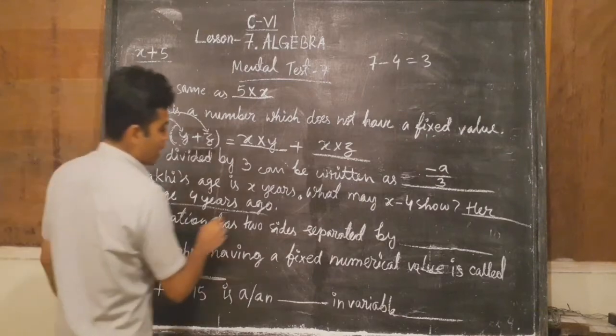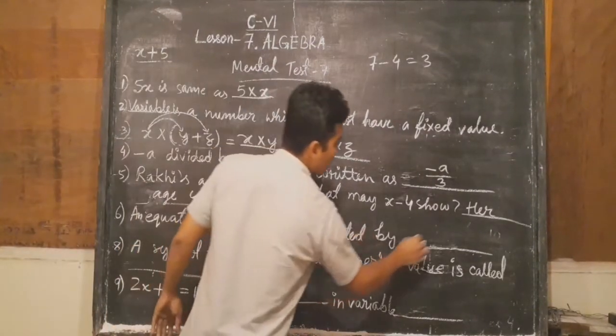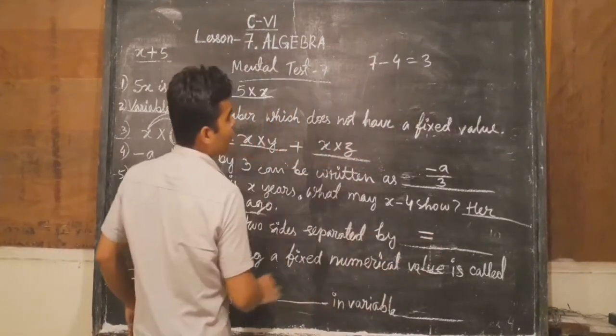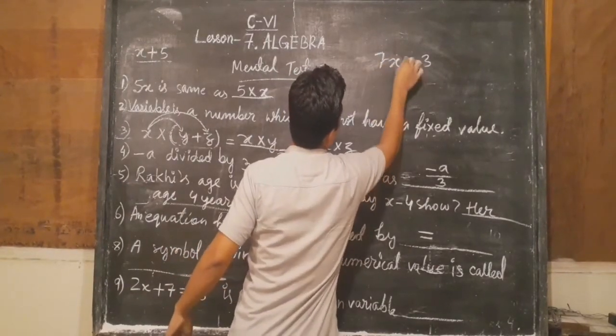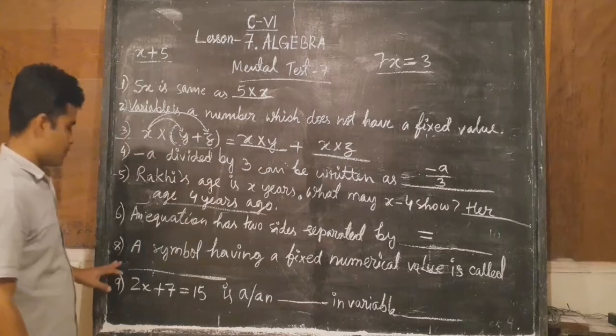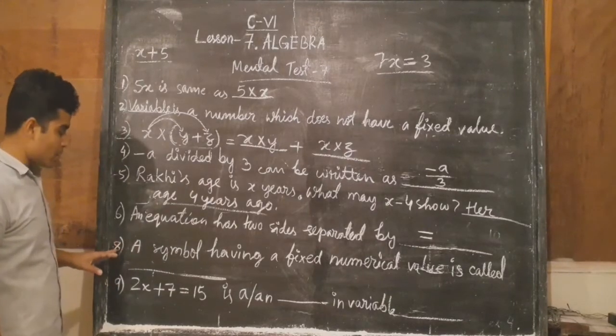An equation has two sides separated by an equal sign. We know that all equations are separated by an equal sign, this equal sign. Now let us move to question number 8.